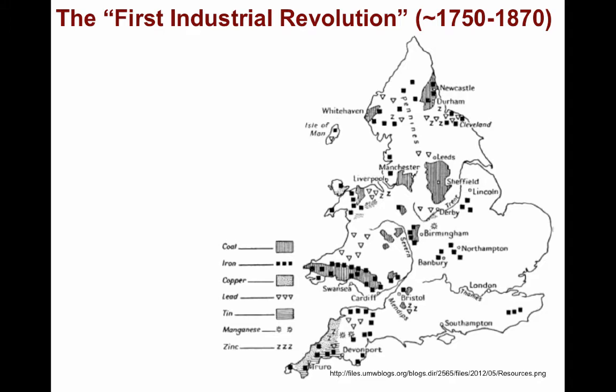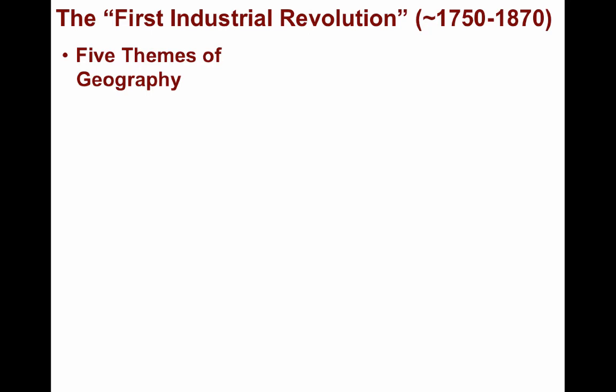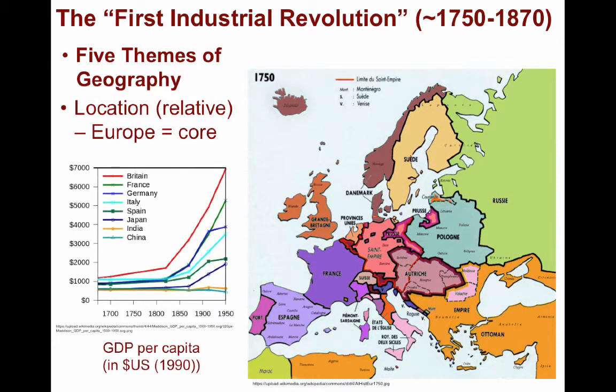Looking at the 5 themes of geography, we can see some of the reasons why Britain was in the right place, at the right time, with the right resources, and the right conditions. Starting with location, Europe at the time was the core region of the world, with more money and technology than anywhere else. Britain's favorable relative location was a huge advantage. And as they improved, so did the region around them.